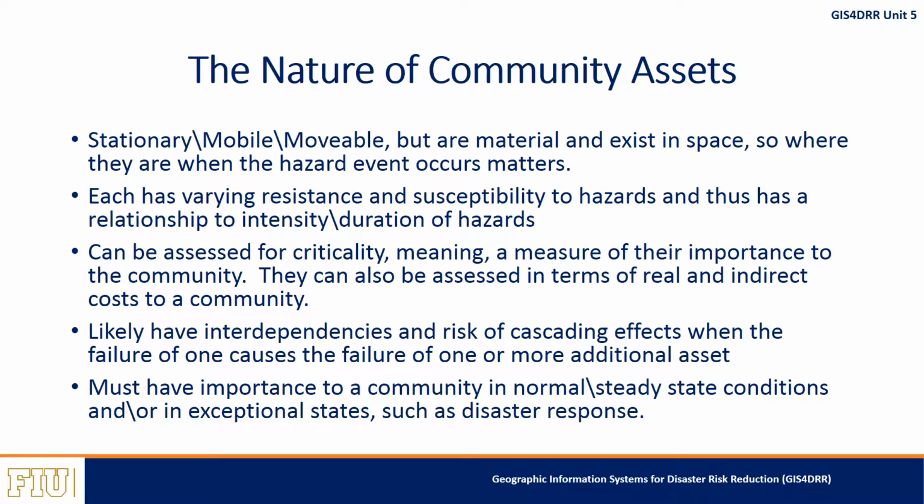They likely have interdependencies or risk of cascading effects when the failure of one causes the failure of one or more additional assets. This is often seen in the power grid. When the power grid goes down, it often causes other things to fail. That's a cascading effect. And it must have importance to the community in normal steady state conditions, so when outside of a disaster, and in exceptional states such as a disaster response.